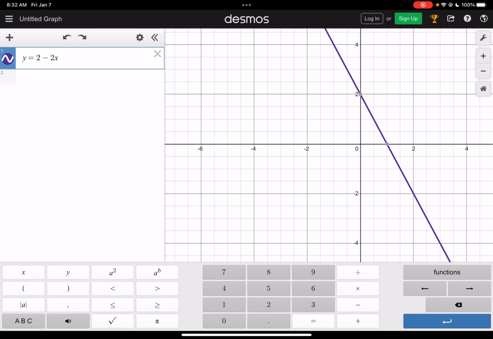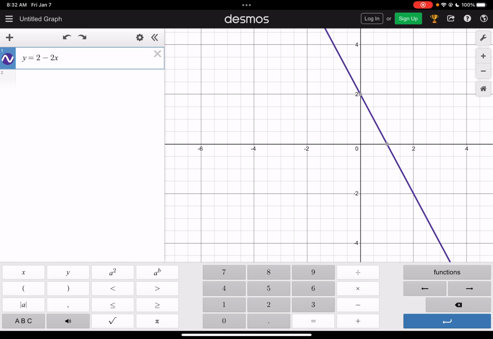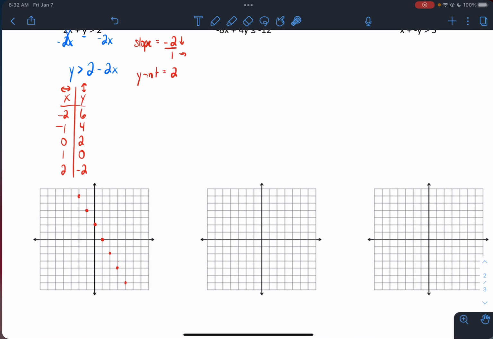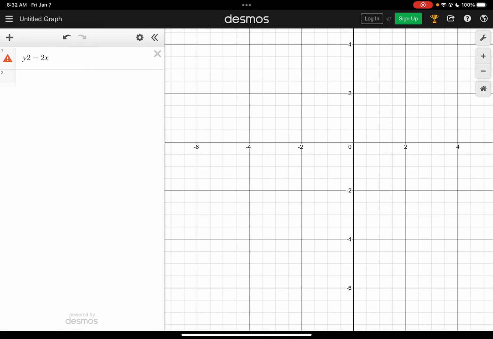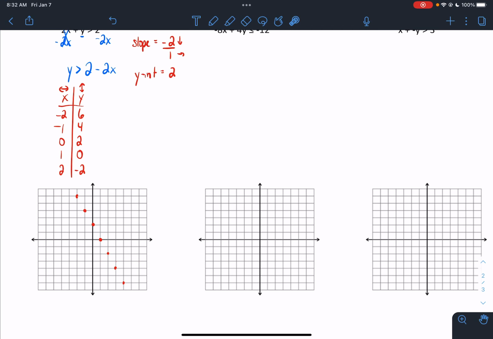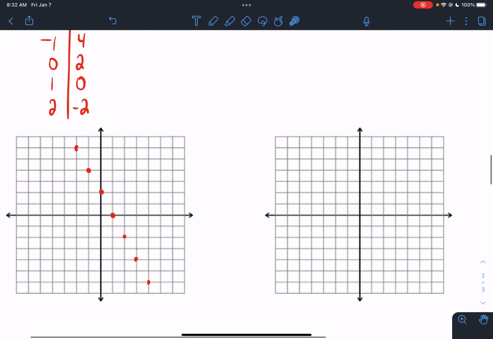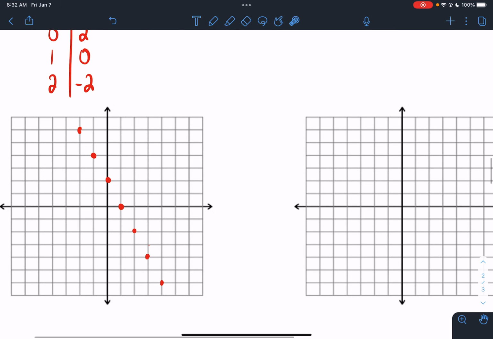And I hit the undo button there to get out of my table, or you can just retype in your equation. But what I want to do is change this to my inequality sign. So I go to just a greater than sign. Like that. And so when I see that, I see that it is a dotted line. So when I connect these guys together, I'm going to do a dotted line or a dashed line.